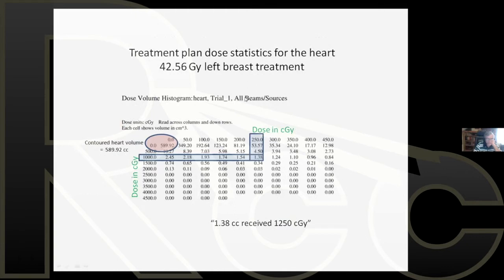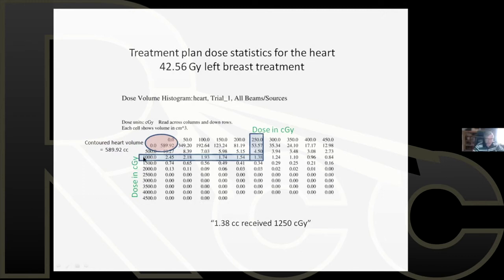Pinnacle by Philips has a way of calculating dose volume histograms by looking at statistics based on cubic centimeters. The way we read this, if you have a Philips computer, the contoured heart volume is the maximum at 0 cGy. So zero dose goes to 589.92 cc's of heart. As you start to step up in dose, you have less and less of the heart being involved, and that's good. The way Pinnacle works is you use the high dose numbers here.